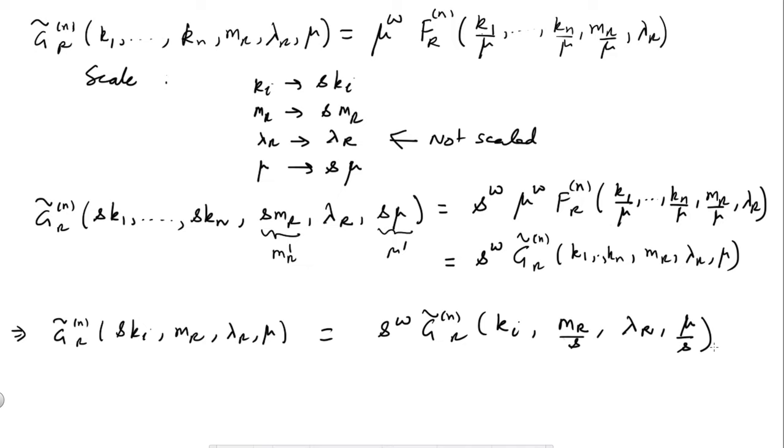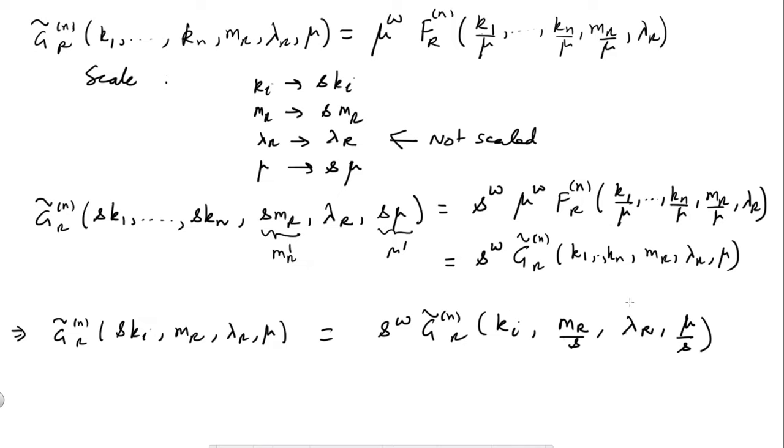Okay, so that's the relation. So you have a Green's function here which has momenta which are all scaled up by a factor of s, but the masses and other parameters are still fixed. And they are related to the Green's function with these momenta unchanged, unscaled, by this relation where you see that the mass parameter and the renormalization scale are scaled down by a factor of s.